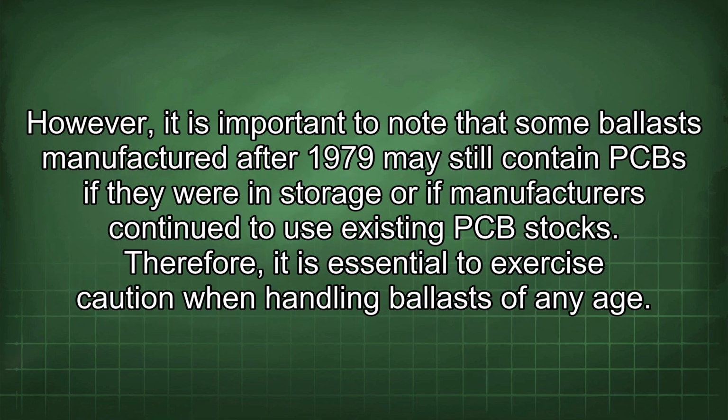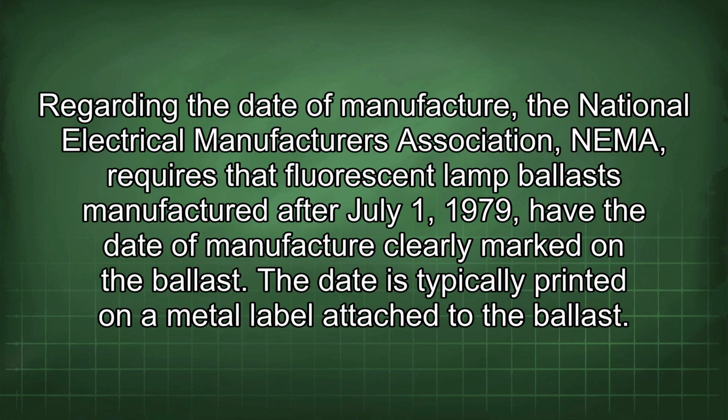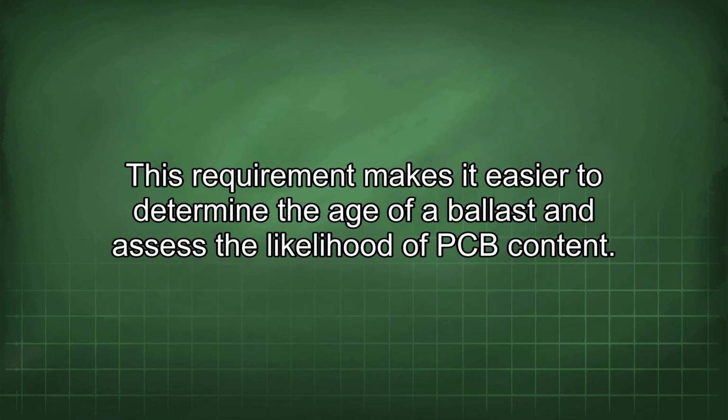However, it is important to note that some ballasts manufactured after 1979 may still contain PCB if they were in storage or if manufacturers continued to use existing PCB stocks. Therefore, it is essential to exercise caution when handling ballasts of any age. Regarding the date of manufacture, the National Electrical Manufacturers Association (NEMA) requires that fluorescent lamp ballasts manufactured after July 1, 1979 have the date of manufacture clearly marked on the ballast. The date is typically printed on a metal label attached to the ballast. This requirement makes it easier to determine the age of a ballast and assess the likelihood of PCB content.